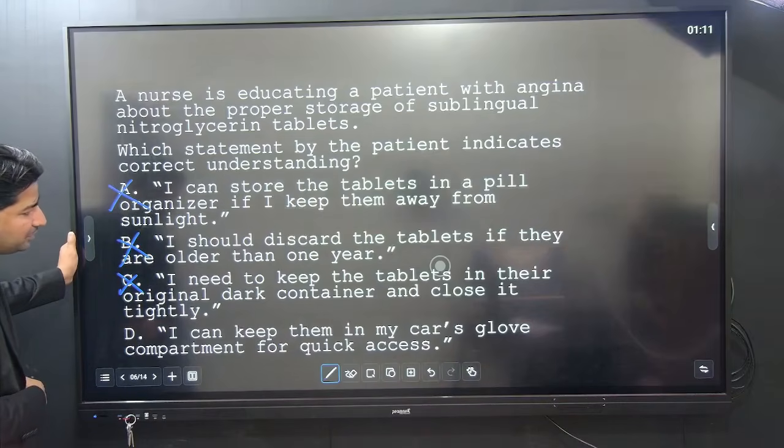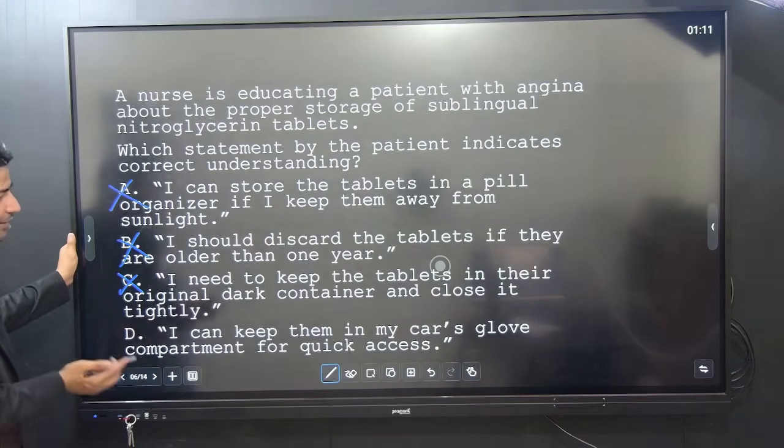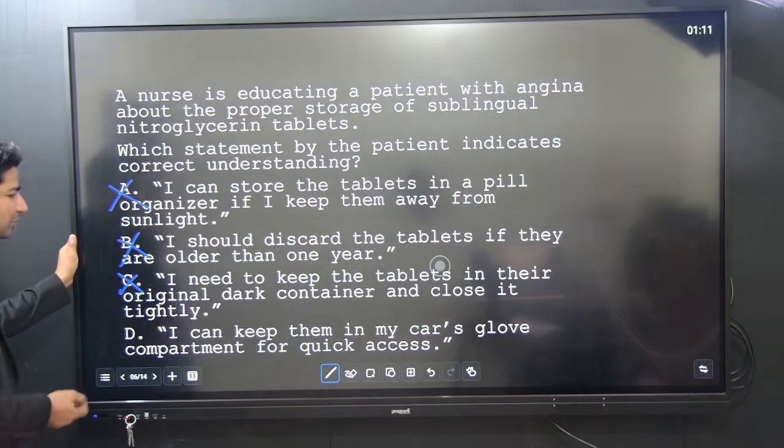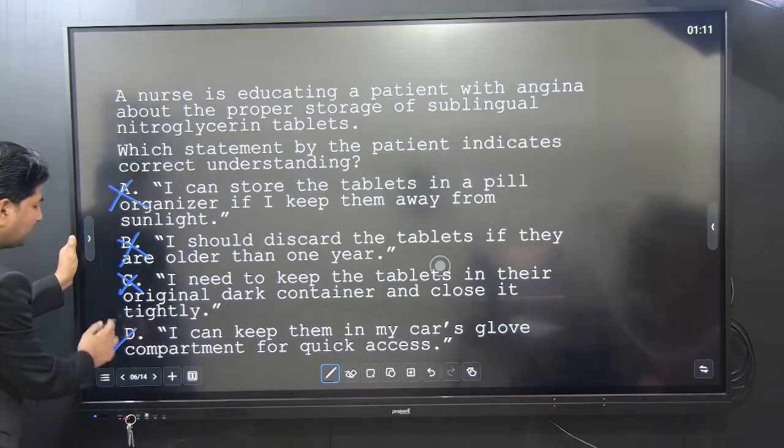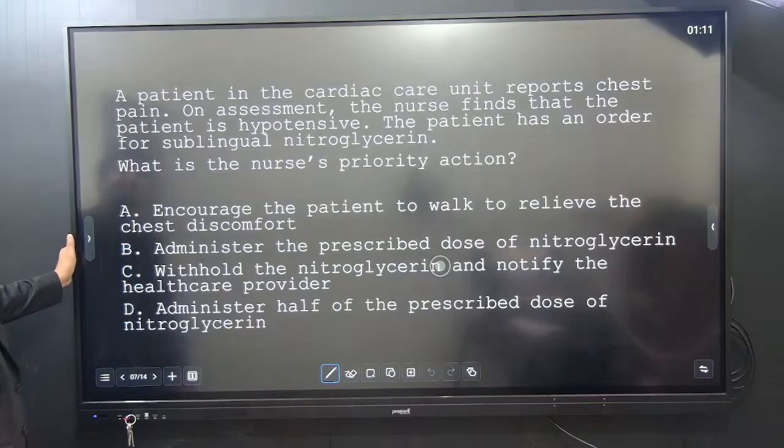I can keep them in my car's glove compartment for quick access. Now, if you keep them in the car's glove box, then, due to air and light, the effectiveness of the nitroglycerin will decrease. A patient in the cardiac care unit reports chest pain.